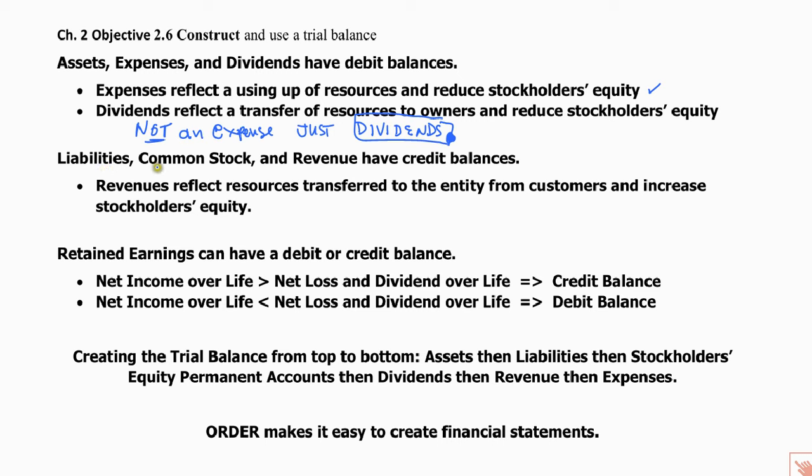Liabilities, common stock, which is a permanent stockholders' equity account, and revenue, which is a temporary stockholders' equity account, have credit balances. Just like to point out, revenue, which is a temporary account, reflects resources transferred to the entity from its customers and increases stockholders' equity. So revenue has a normal credit balance and we increase it with a credit.